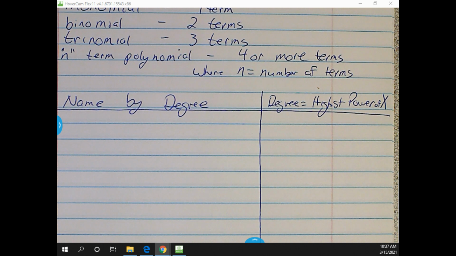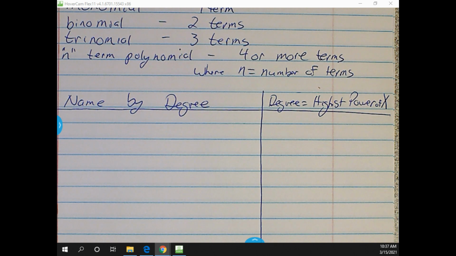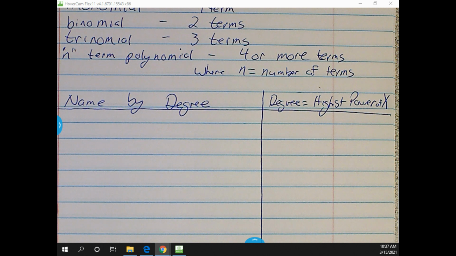Now, most of the time they'll stick with x. They may occasionally give you an n or a t or something, but they usually stick with x when it comes to this.